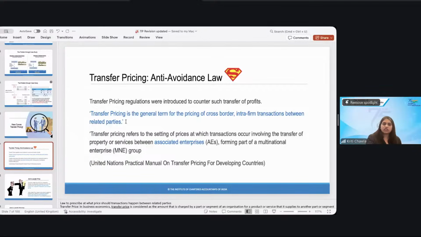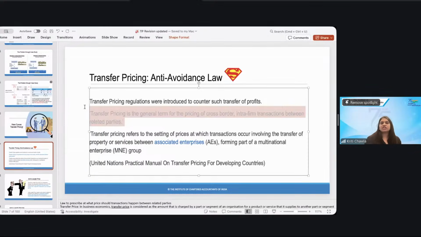So this is where I've mentioned the definition right here. Transfer pricing is the general term for the pricing of cross-border intra-firm transactions between related parties. So it has to be a cross-border transaction, it has to be an intra-firm transaction, and it has to be between related parties. If it is not between related parties, obviously there should not be a tendency of price manipulation, but it is only when it happens between related parties or associated parties that there is a tendency to have a tax avoidance strategy in place.